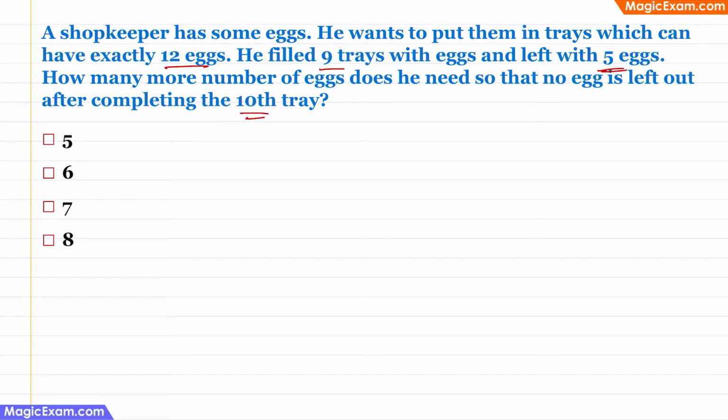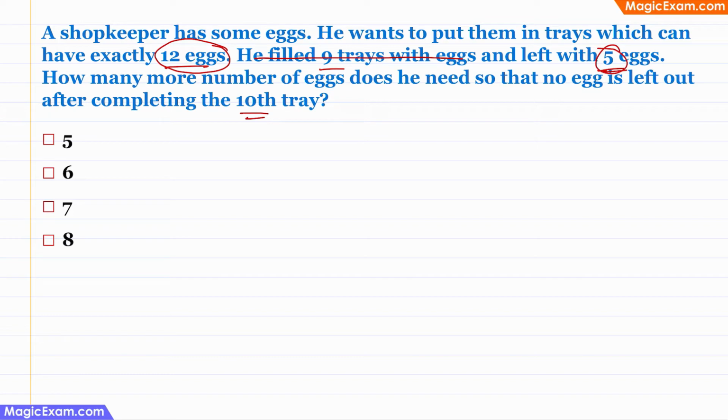Now, in some questions, there is a lot of information given. So the trick is to ignore the information that is not required. For example, we know that each tray can contain 12 eggs. So the capacity of each tray is 12. That is important. He filled 9 trays. This is not important because what he has already filled, we can ignore that, right? He's left with 5 eggs.